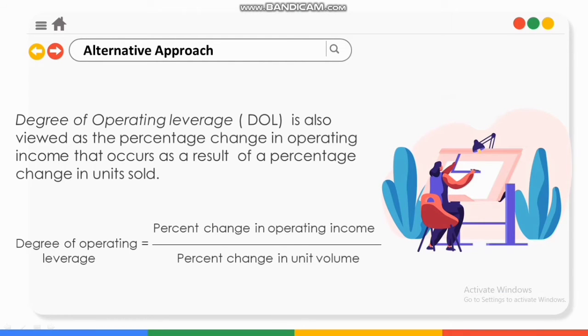So, alternative approach. Degree of operating leverage, or DOL, is also viewed as the percentage change in operating income that occurs as a result of a percentage change in units sold. So, ito yung alternative approach ng degree of operating leverage. So, degree of operating leverage is equals to percent change in operating income over percent change in unit volume.